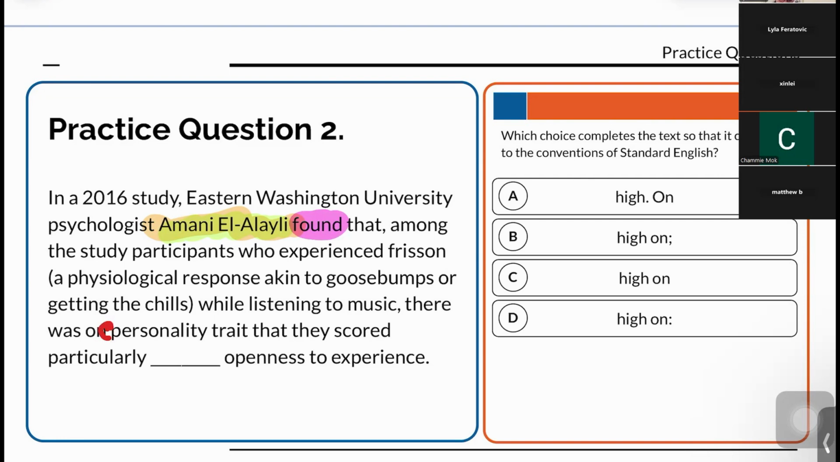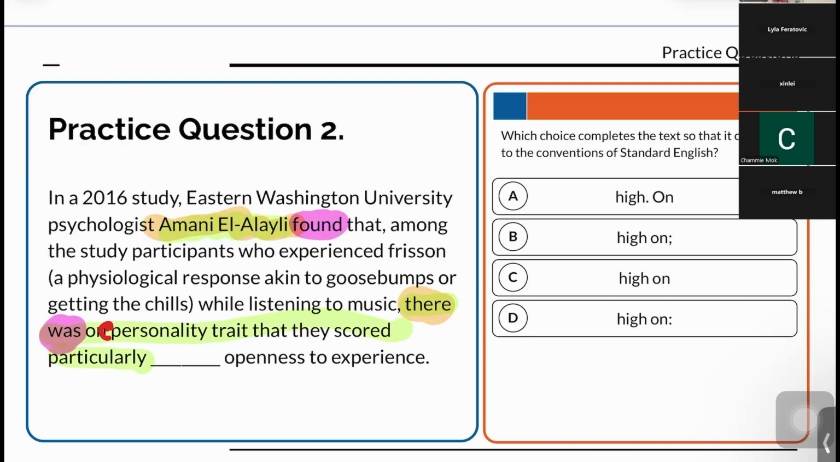Okay. We see a couple of different clauses here. So let's actually look at what comes right before the blank. There was one personality trait that they scored particularly, and then we fill in high on. We've got a subject. We've got a predicate. So based on that, we've got an independent clause. What does it seem like our correct answer would be in that situation? We have an independent clause. There was one personality trait they scored particularly high on, and then we have openness to experience after the blank.